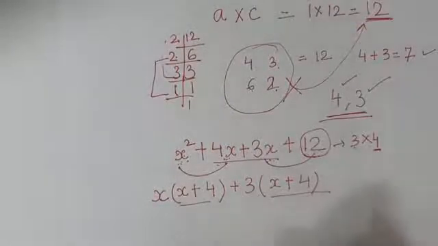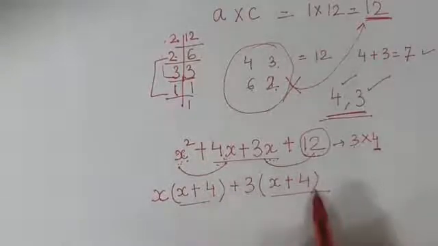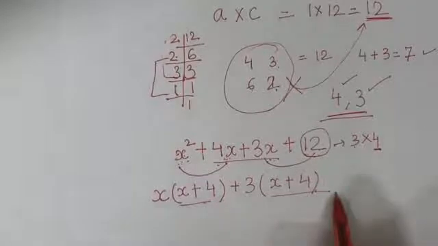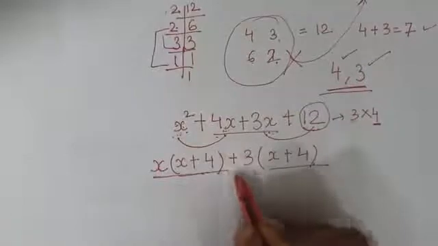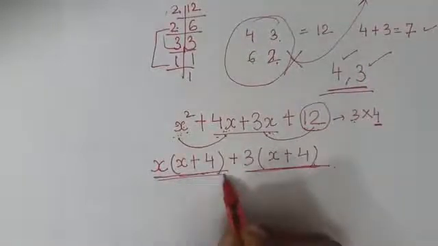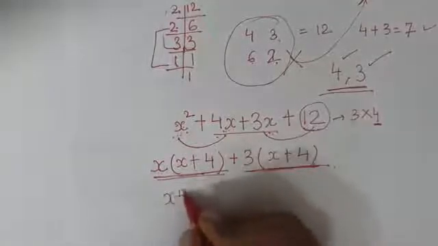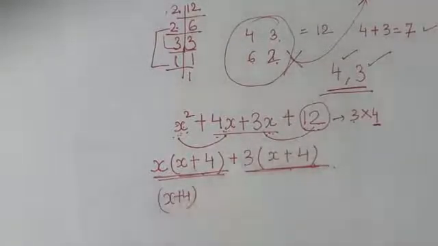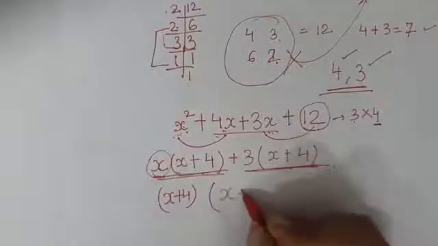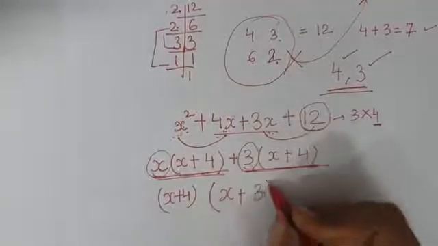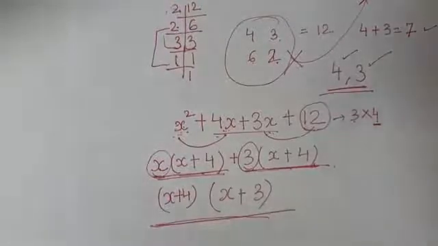One thing keep in mind, children, these two brackets should be the same. Always, always. These two brackets should be the same. If they are the same, it means we are doing it correctly. Now, here is x plus 4. Here is also x plus 4. So let us take them common. The whole bracket we are taking common. What is left inside? x here. 3 here. So this is our final factorization.